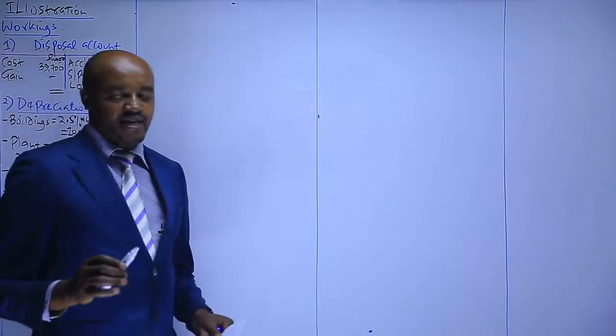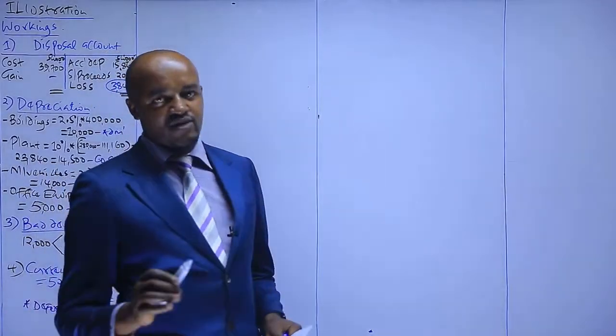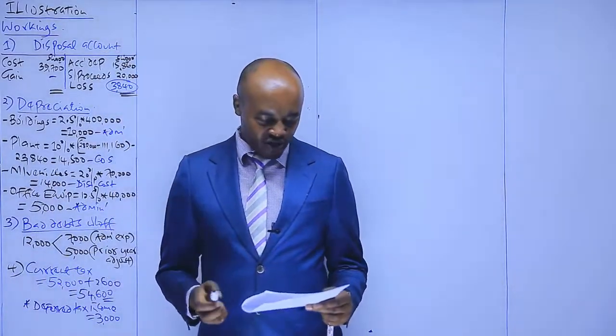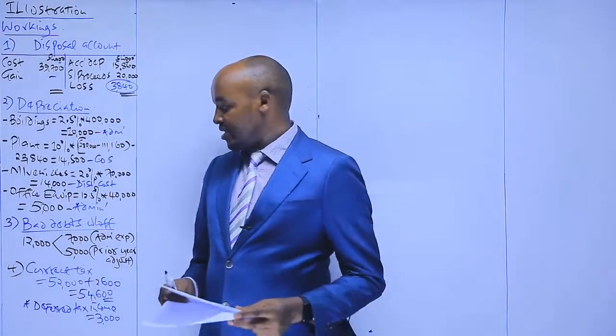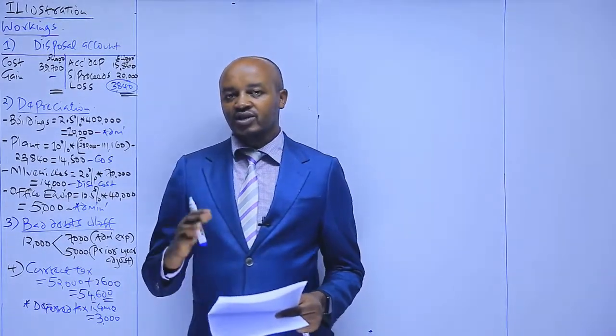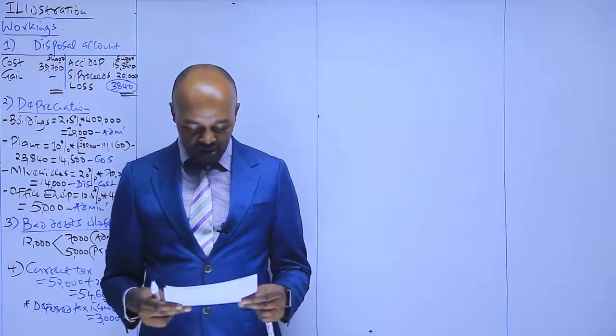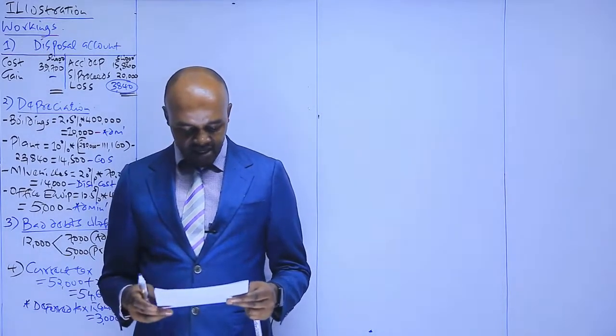Remember, now these two items will be adjusted in the profit before tax. That's what we said in the introduction class, that to the profit before tax we adjust two items: the current tax, and also the deferred tax income, or what? Deferred tax expense. So we have that. Then let's move to note number 5.